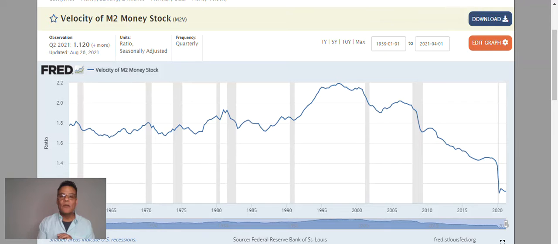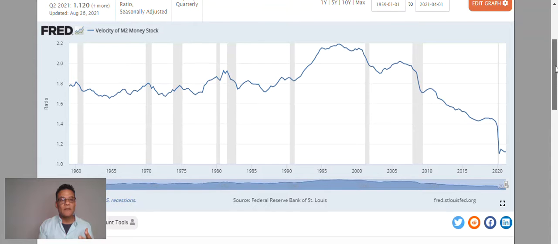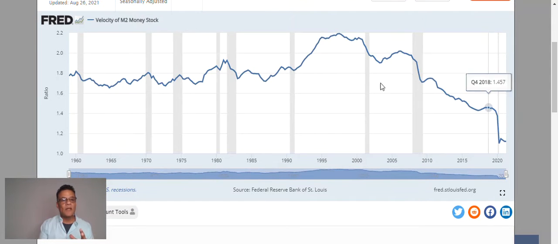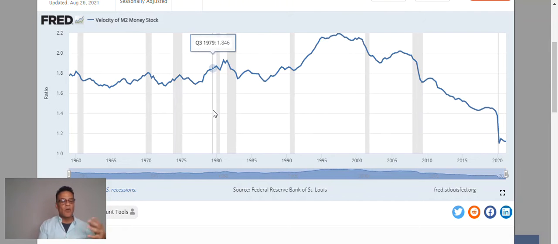What I want to show you is this chart from Federal Reserve Economic Data, which is FRED. This shows the velocity of money in the United States since basically 1959. What we talked about was 2006, 7, and 8, and 9. That is this shaded area here, that recession period. And all of these shaded areas are recessions.